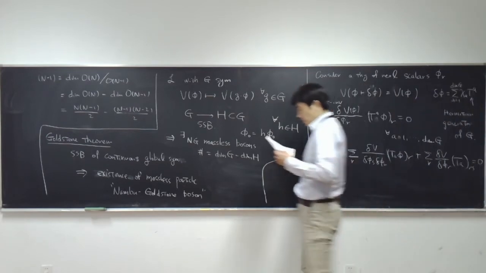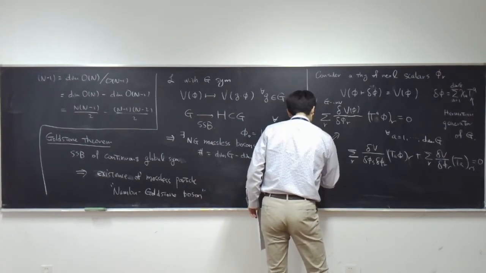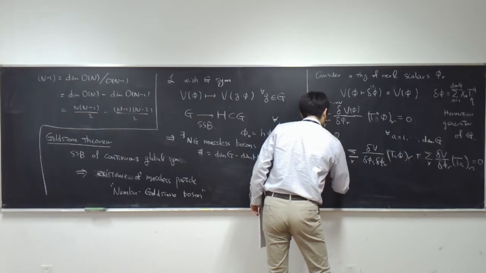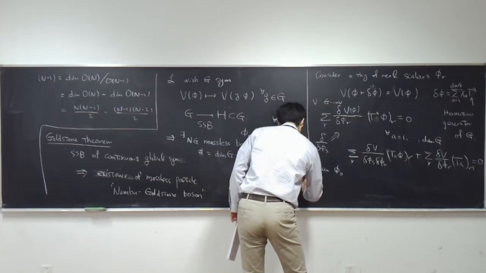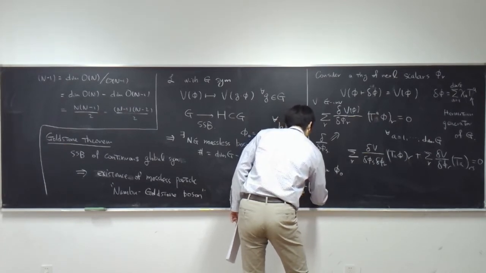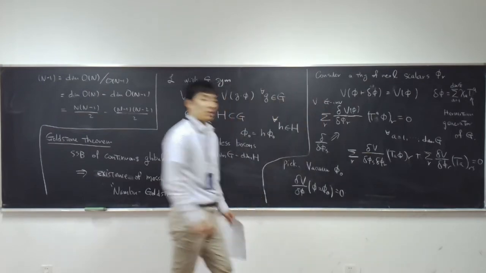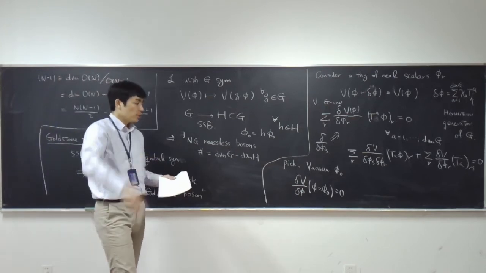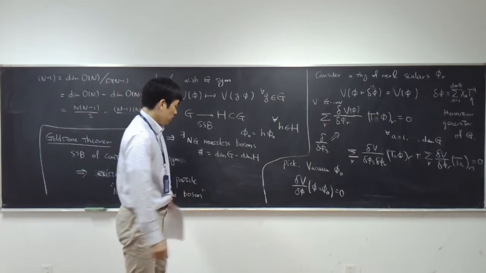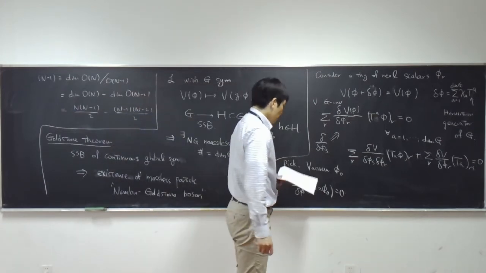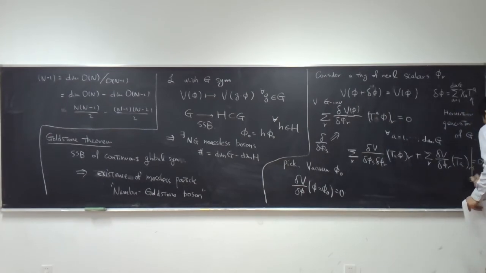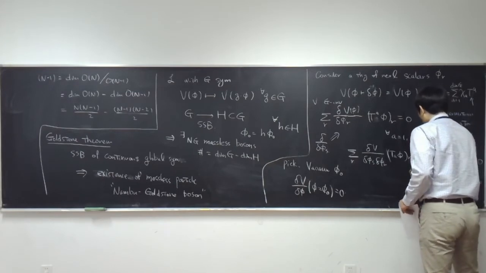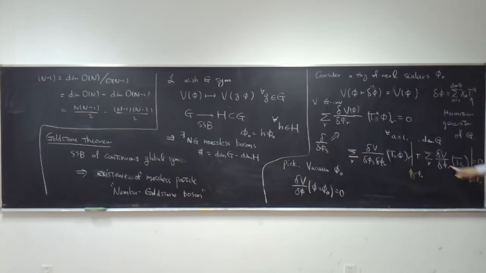Once you pick the vacuum phi 0, the derivative with respect to phi at phi equal to phi 0 is always 0. This is the meaning of a vacuum: the first derivative of the potential is zero, a critical point, the minimum of the potential. So evaluate at phi equal to phi 0, and of course this is minimal, therefore this term is 0, and what's left is this one.